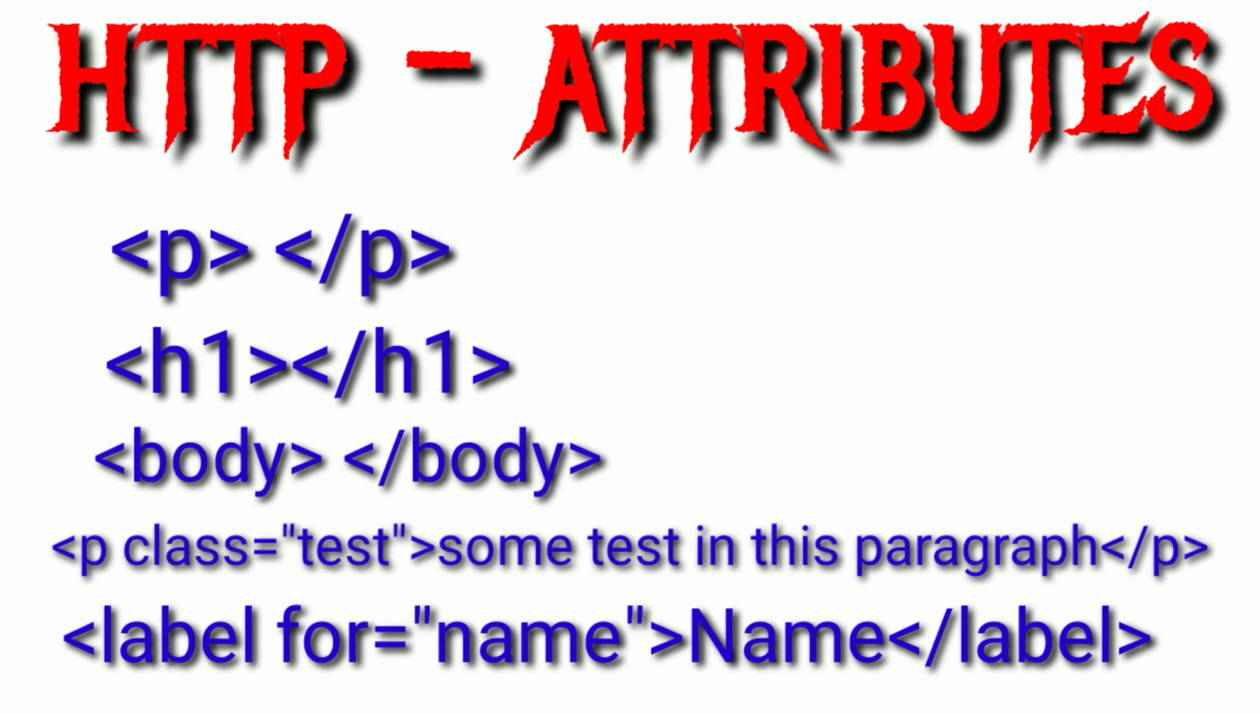Now comes the label element. In the previous video we used the for attribute in the label element, but some attributes only go with a particular element. Like this for attribute is only available for the label element, whereas the class attribute we can put on almost every type of element.